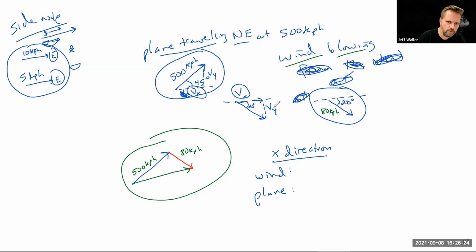Would it be cosine? Cosine. Okay, so if I want to figure out for the plane, it would be cosine of 45 equals Vx over 500, yes? This happened exactly like this before. And then did we multiply the 500 up? Right. So the X piece is the whole thing times cosine of 45.